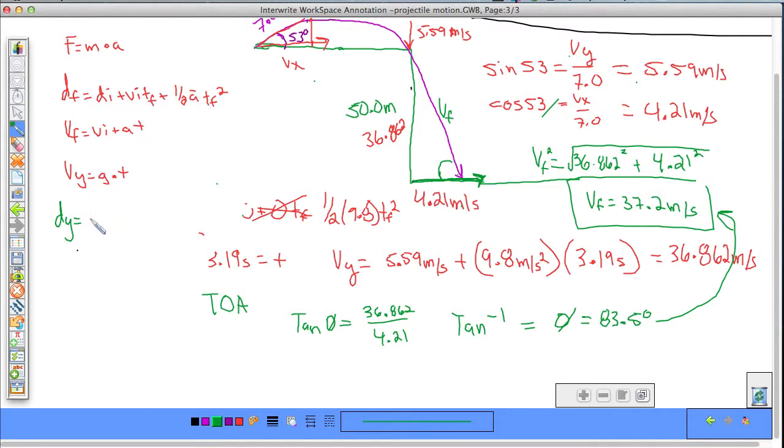For distance in the y direction, a lot of times you don't have an initial distance and you don't have an initial velocity. If that's the case, your distance in the y direction is going to be 1/2 the acceleration of gravity, which is g, times time squared. So this is a new equation you can add into the grab bag here.